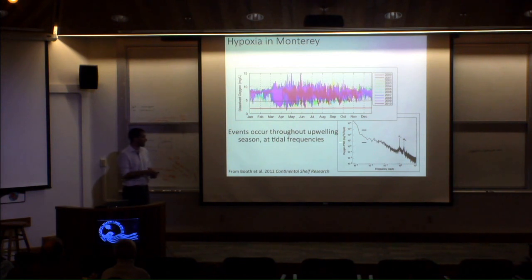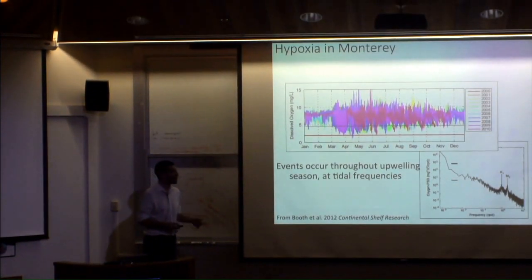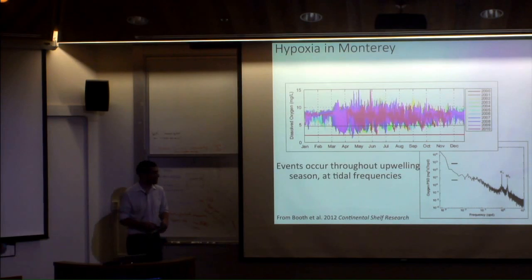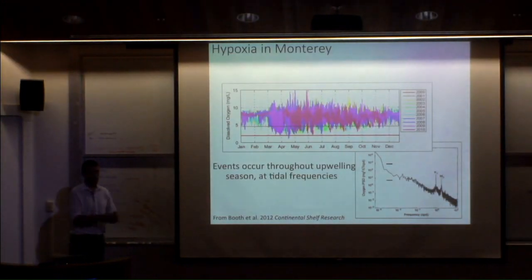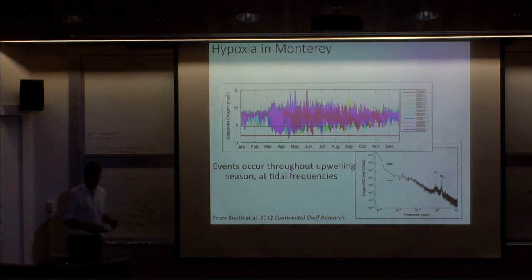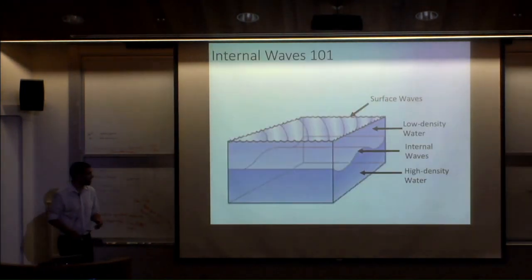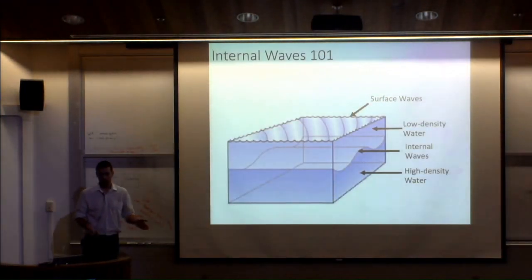And in a spectral analysis, she was able to show that the dominant frequencies in those fluctuations were the K1 and M2 tidal cycles, so the once a day and twice a day tidal fluctuations. So that was able to show that this is something to do with some kind of tidal advection. And what it was directly was internal waves.